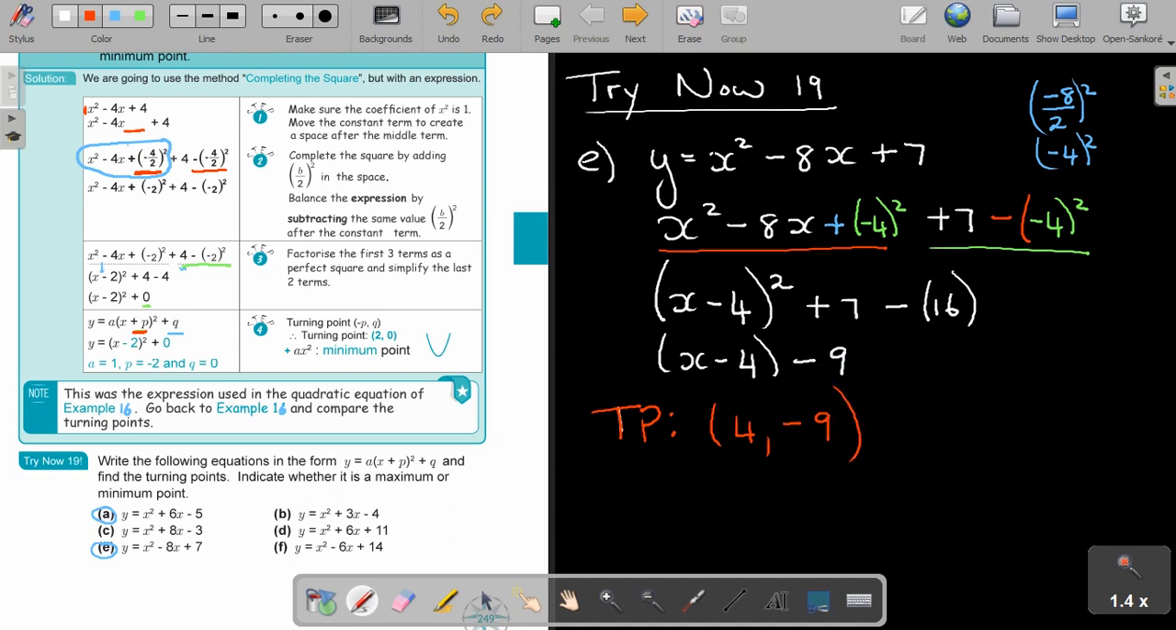And because I was seeing that it was a positive a squared, positive smiley, so meaning the legs will be like this, so meaning it will be a minimum point. Okay, let's go to the next example.